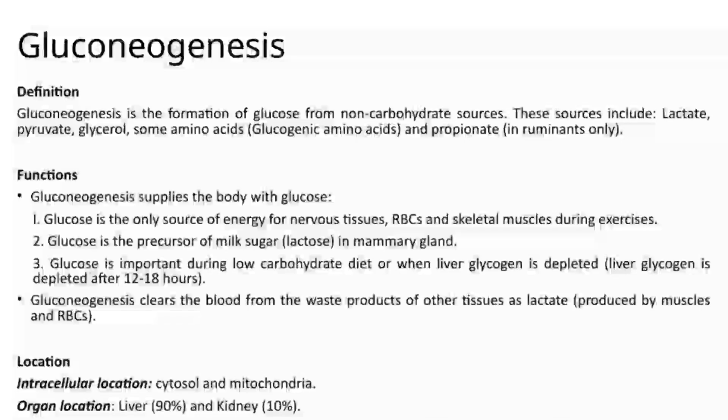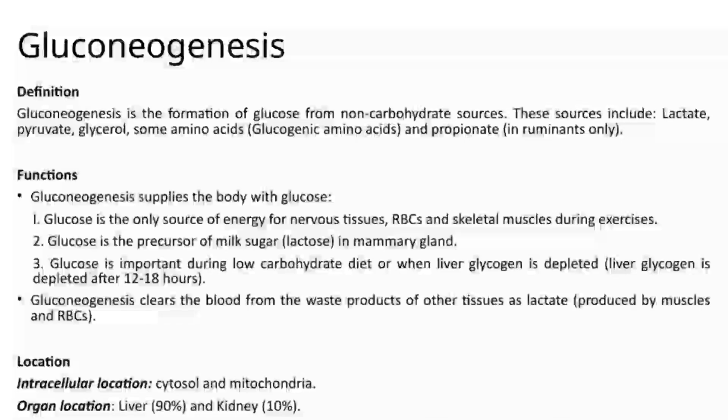In terms of where this happens, gluconeogenesis occurs inside cells, specifically in the cytosol and mitochondria. Most of it takes place in the liver, about 90%, with the remaining 10% happening in the kidneys. So, overall, gluconeogenesis is a crucial metabolic pathway that ensures a continuous supply of glucose, supporting energy needs and metabolic balance, especially during fasting or intense activity.